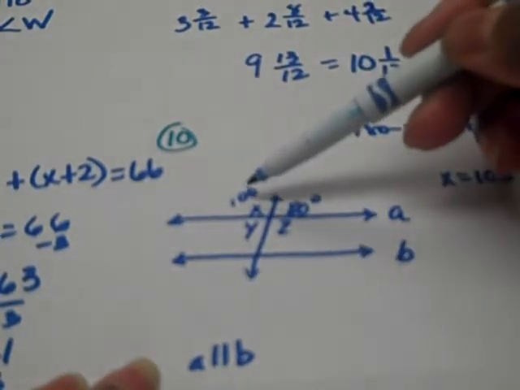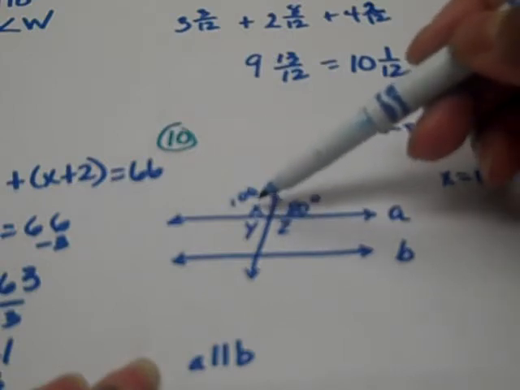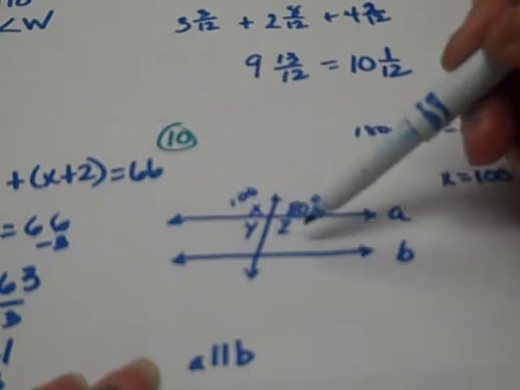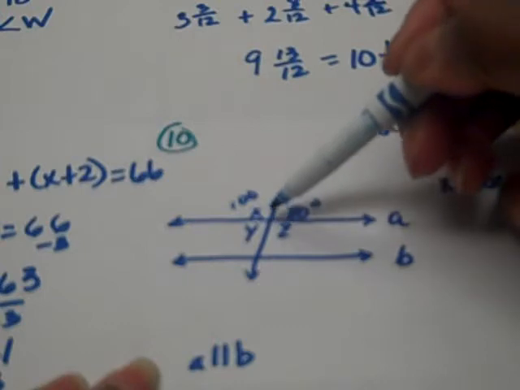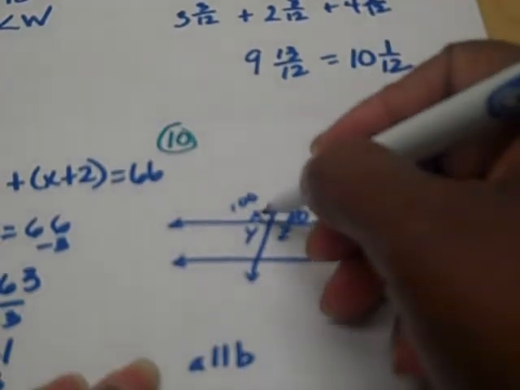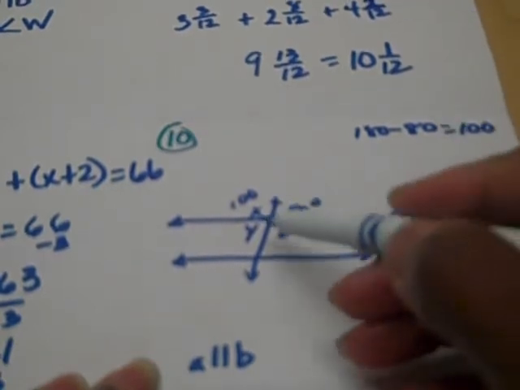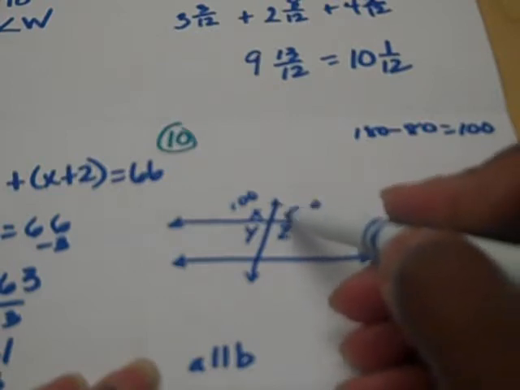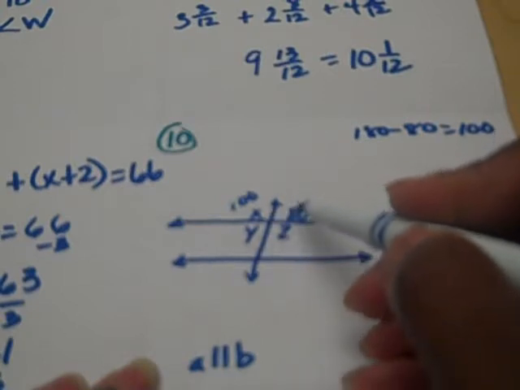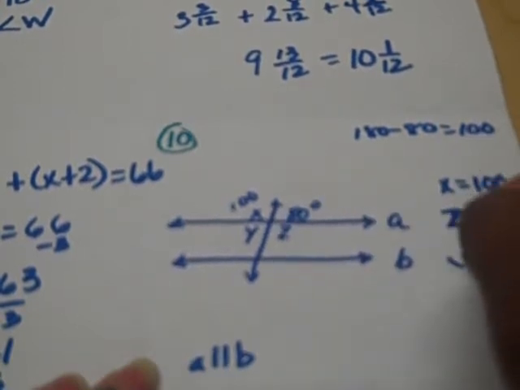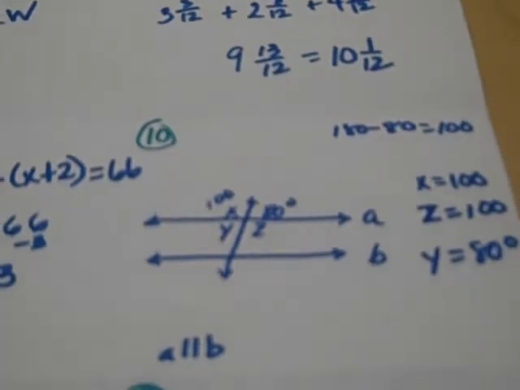If x is 100, x and z, think about their relationship. If you are thinking or saying those are vertical angles, you are correct, and vertical angles are congruent. So by the property of congruency of vertical angles, x is 100 and z equals 100. Look, y and this angle of 80 degrees are also vertical angles. So by the property of vertical angles, y equals 80 degrees. Okay? Awesome.